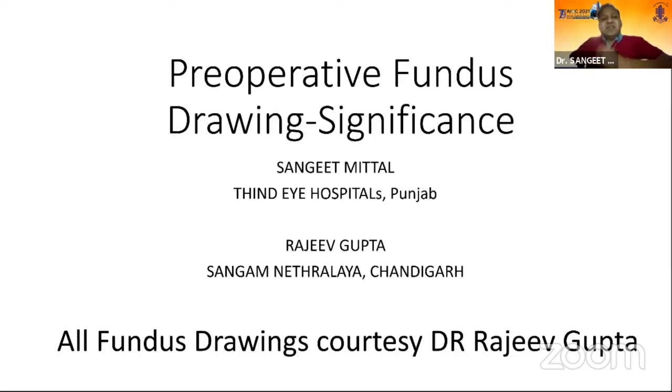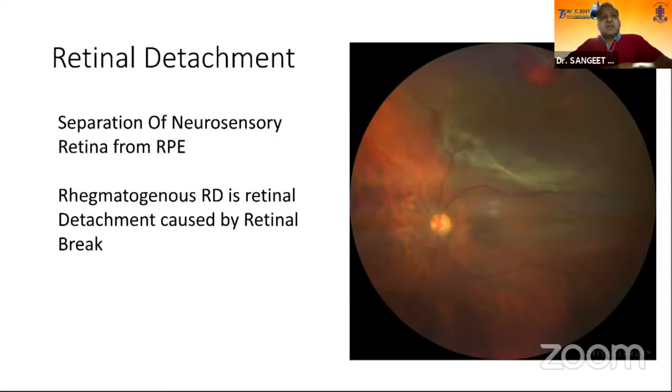And nowadays I've seen surgeons who are doing all types of surgery without doing any drawings preoperatively. In my setup, we generally have residents who do the drawing. And so first of all, retinal detachment, as we all know, is the separation of neurosensory retina from RPE. And rhegmatogenous retinal detachment is a detachment caused by a retinal break.